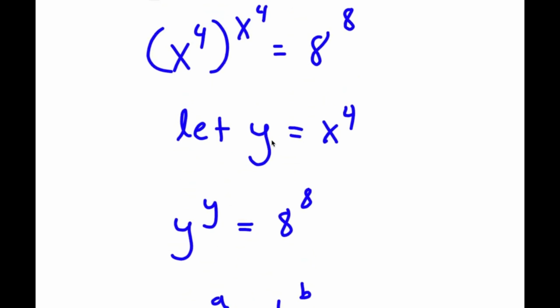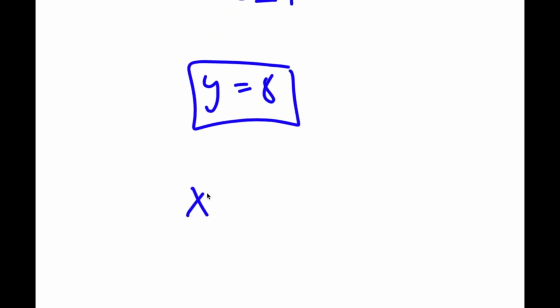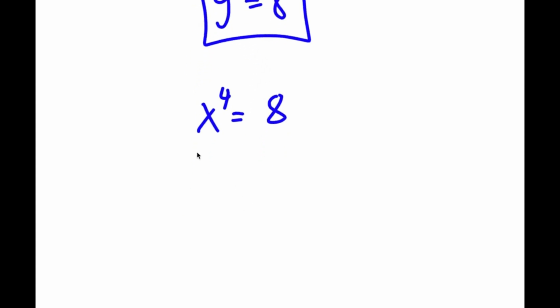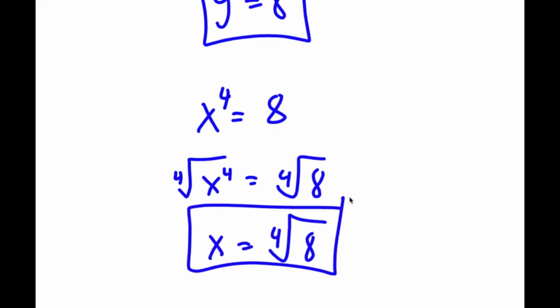So remember how we set y equal x to the power of 4, meaning I have x to the power of 4 is equal to 8. So now to solve this, I'm going to take the fourth root on both sides. So now I have the fourth root of x to the power of 4 is equal to the fourth root of 8. The fourth root of x to the power of 4 is simply x, so I have x is equal to the fourth root of 8. So this is my answer.